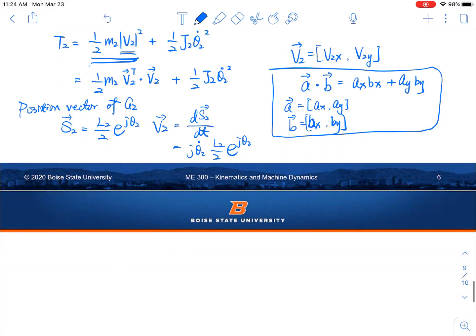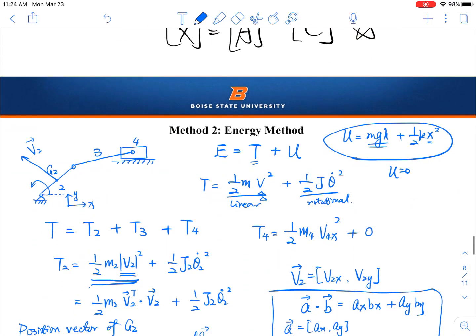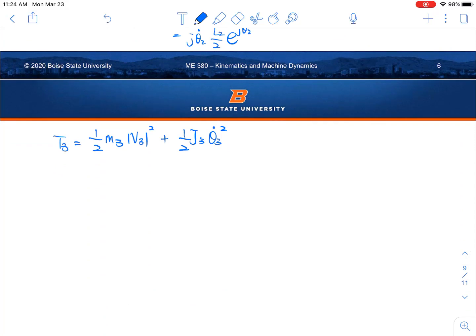Okay, so we can do the same thing to find the kinetic energy for T3. Your T3 is half M3 V3 amplitude square plus the rotation part. Remember, this time your kinetic energy is calculated around the center of gravity G3. So again, it has both rotation and linear motion. That's why you have two terms in the expression. And then again, you can write the amplitude square into the product of two vectors.